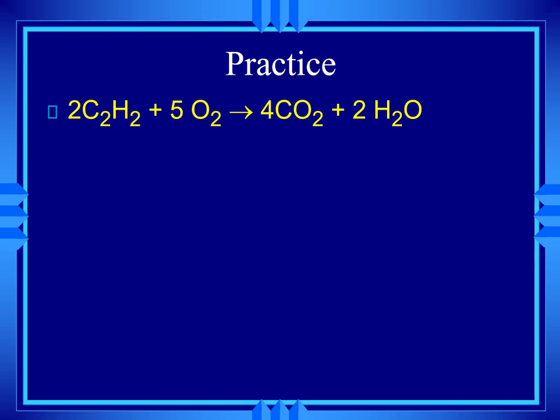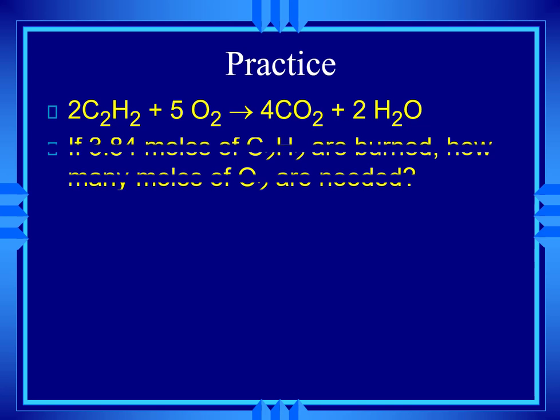So this is the formula for what happens when you use cutting torches. Ever seen somebody working on steel where they light the torches and use that to cut? Well, C2H2 is acetylene. Acetylene is one of the tanks. Then they have a second tank, oxygen, so that they can have fuel and oxygen. Because what kind of reaction is this? It's a combustion. Okay. So if 3.84 moles of C2H2 are burned, how many moles of O2 are needed?